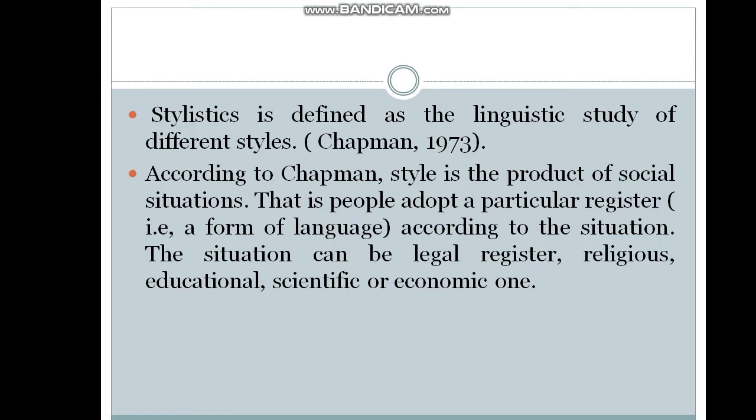So the form of language is called the register. It changes according to the situation. In legal situations, in the court, we have the language of the judge and of the lawyers. In the religious context, we have a different register, and likewise educational, scientific, or economic.